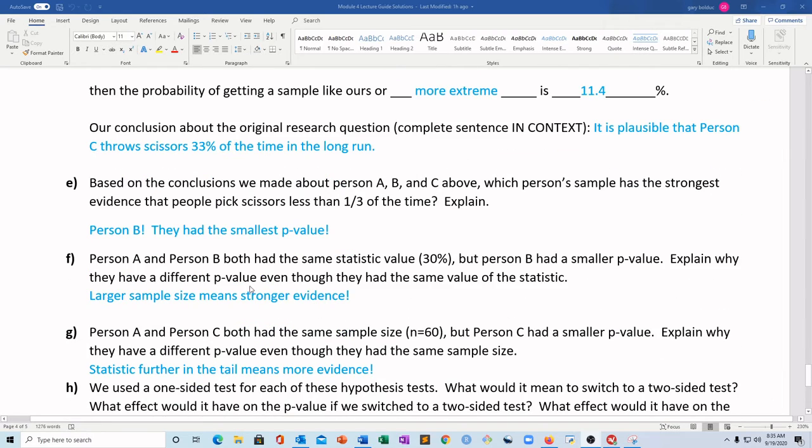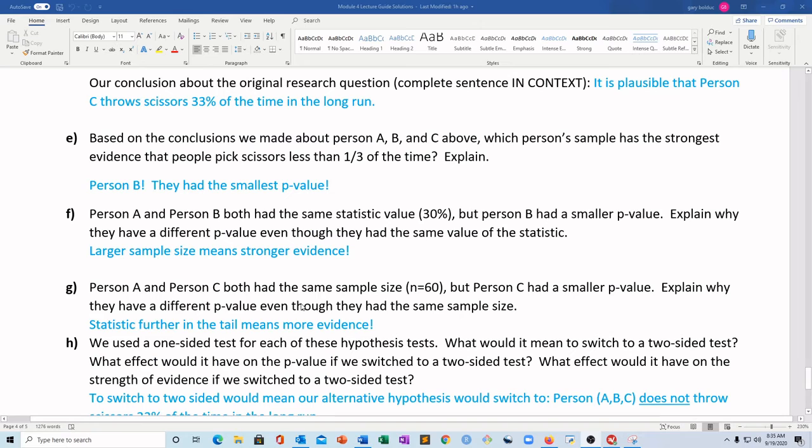Okay. A and B both had the same statistic, 30%. One was 18 out of 60, one was 180 out of 600. But person B had a smaller p-value. How come? Well, as we saw above, if you increase the sample size, but don't change anything else, then you're going to have stronger evidence. So a larger sample size with nothing else changed, that's important, means stronger evidence.